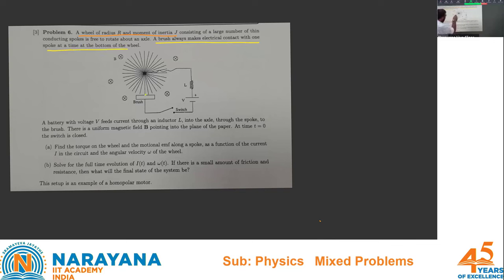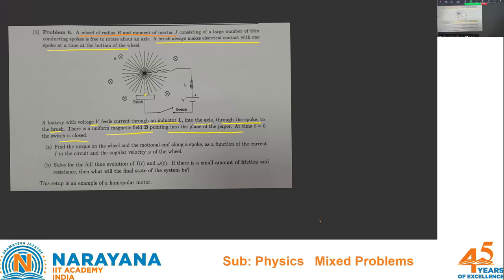Is it clear? If it rotates like this, it is making contact with one spoke at a time, right? Now there is a battery of voltage V which feeds current through an inductor L into the axle, through the spoke to the brush. There is a uniform magnetic field pointing, and at t equal to 0, the switch is closed. So inductor is there, this voltage supply is there, and these rotating spokes are there.